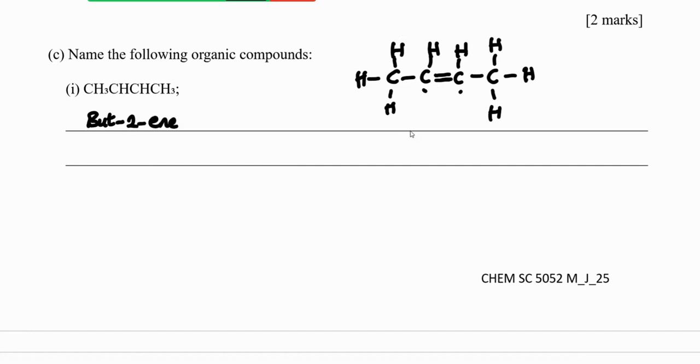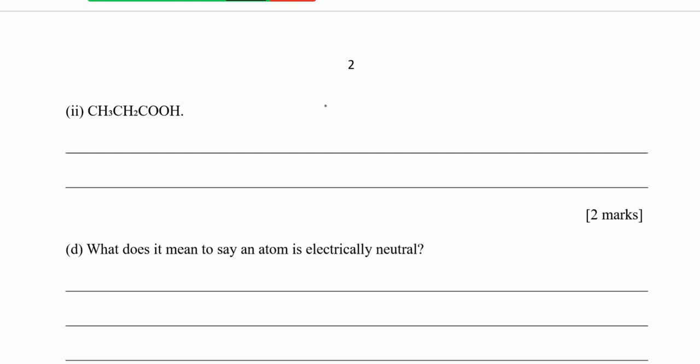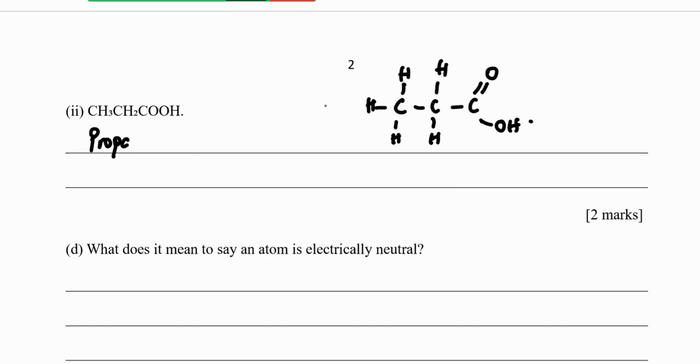Okay, and now the next question is this. If you want to draw out the structure, if this helps you to properly name, okay, so we have the first carbon has 3 hydrogens, the second has 2 hydrogens, and the third carbon has a carboxylic acid group. So this tells us it's a carboxylic acid. And since it's 3 carbons, it represents a prop. So this is now propanoic acid.